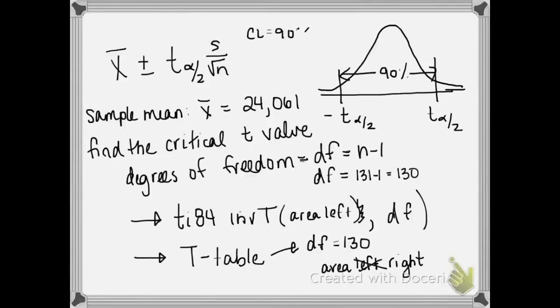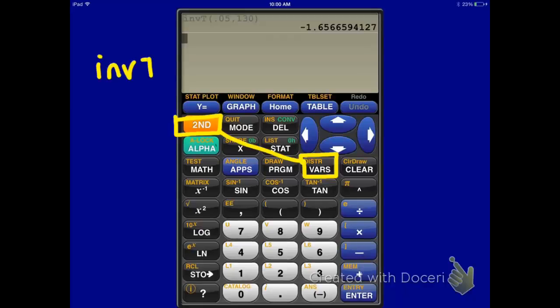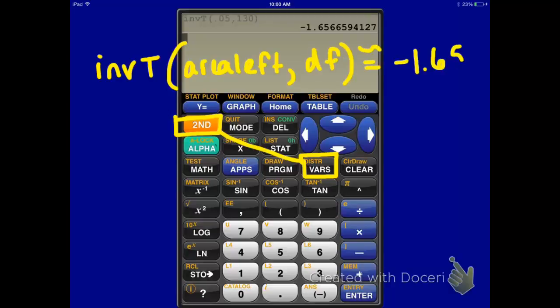For a 90% confidence interval, we have alpha over 2 in each tail. That's 10% over 2, or 0.05. So either way, the area left of the negative t-value is 0.05, and the area right of the positive t-value is 0.05. On the calculator, TI-84, you go second, distribution, or VARS, and then select inverse t. You're going to pick area left and degrees of freedom. That will give you approximately negative 1.657.